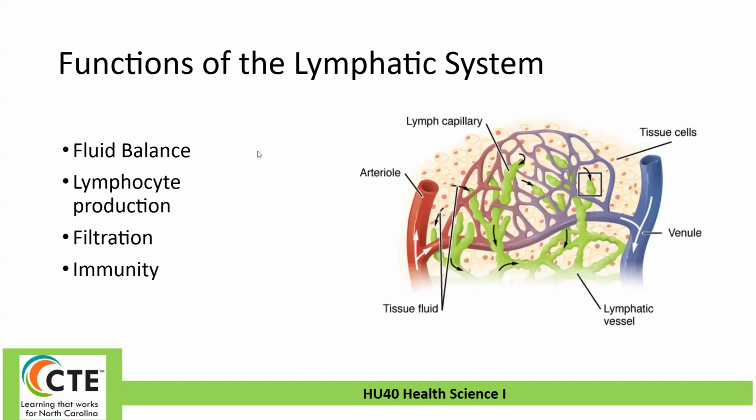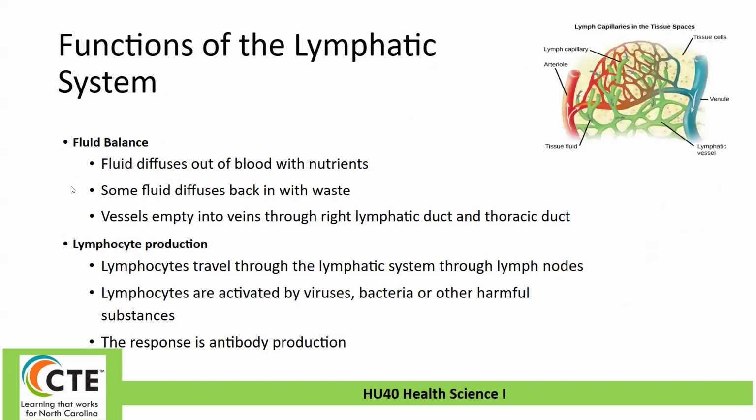And then we have the functions of the lymphatic system. So we're going to look at the fluid balance, lymphocyte production, filtration, and immunity. The first two we'll look at are our fluid balance and our lymphocyte production. For fluid balance, fluid diffuses out of the blood with nutrients. Some diffuses back in with waste, but most of it is going to diffuse out with that blood. The vessels empty into the veins through the right lymphatic duct and thoracic duct.